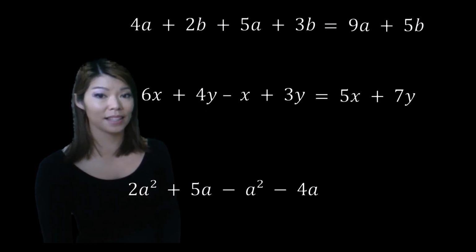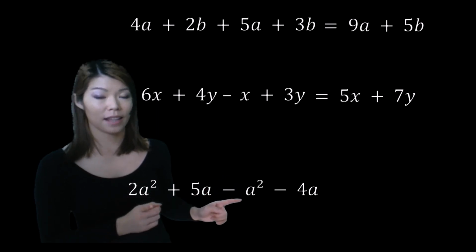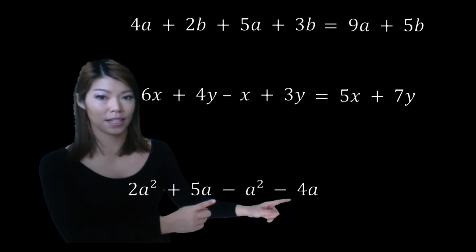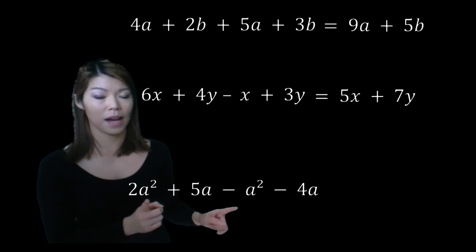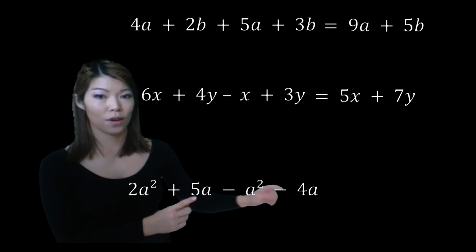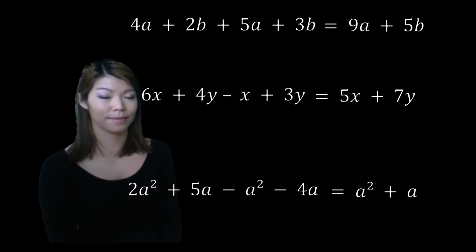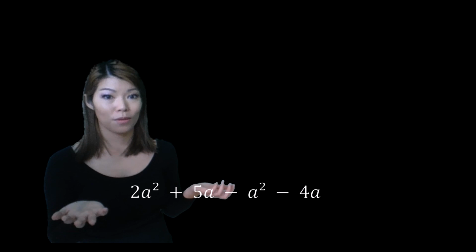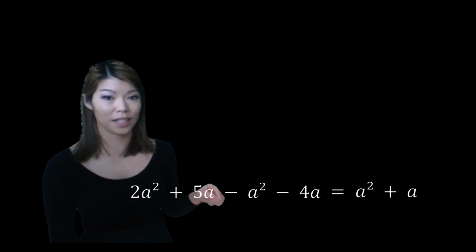So the last one here is a little bit tricky. A squared are the like terms and A's are the other like terms. So 2A squared minus A squared is 1A squared, and 5A minus 4A is 1A. Well, you might be wondering, how do I check if I'm right or wrong? Well, let's have a look at the last equation we did.